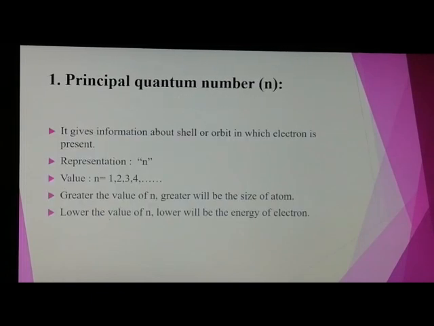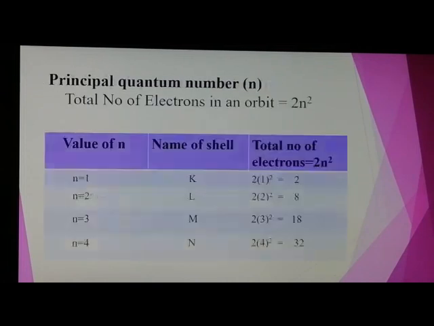The first quantum number is the principal quantum number, which gives the complete information about the shell or orbit in which the electron is present. It is represented by the symbol n. Its values start from 1, 2, 3 and so on. The principal quantum number tells us about the size of atom and the energy of electron. Greater the value of n, greater will be the size of atom, and lower the value of n, lower will be the energy of electron.